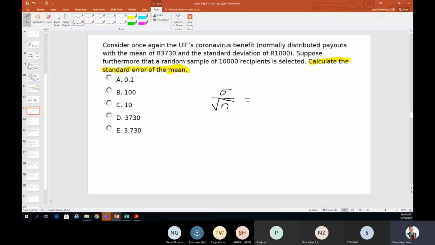The standard deviation was 1,000. My n is 10,000. So it will be 1,000 divided by, so the square root of that will be 100. So 1,000 divided by 100 will give me 10.